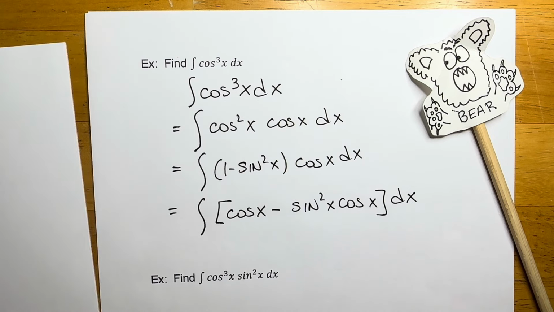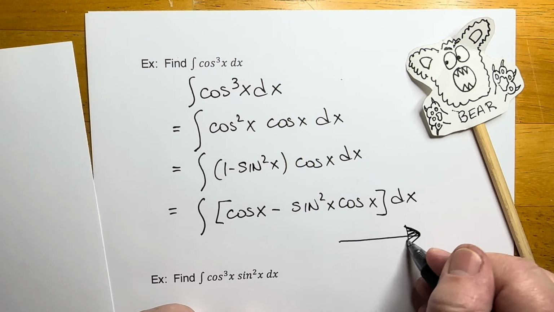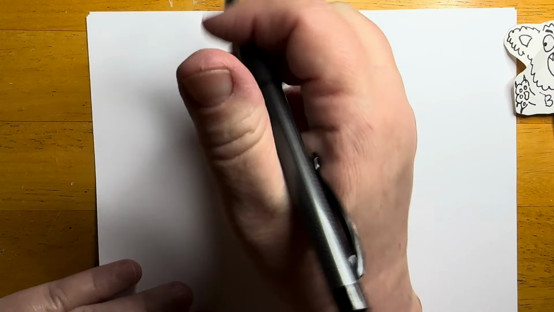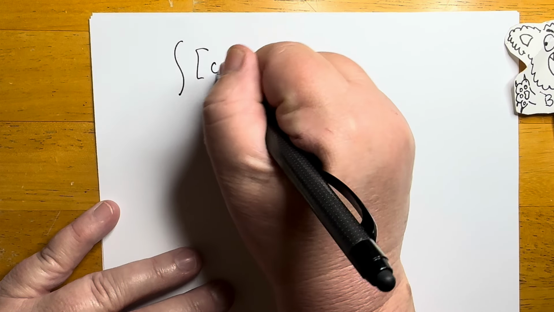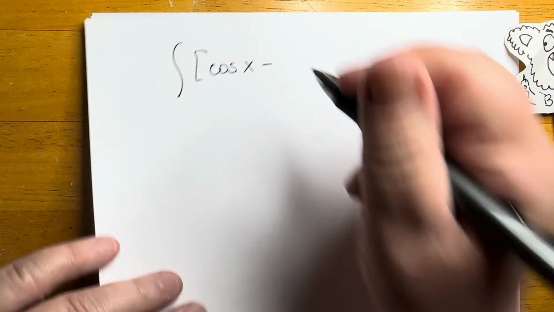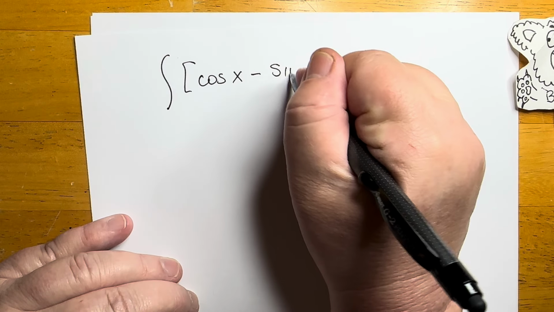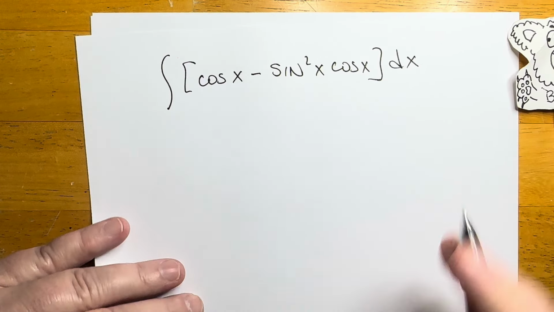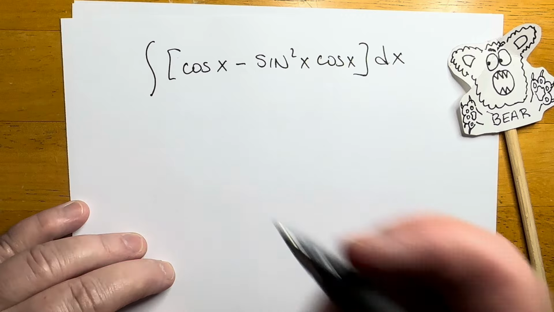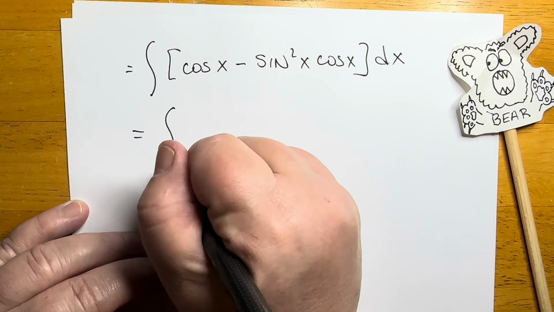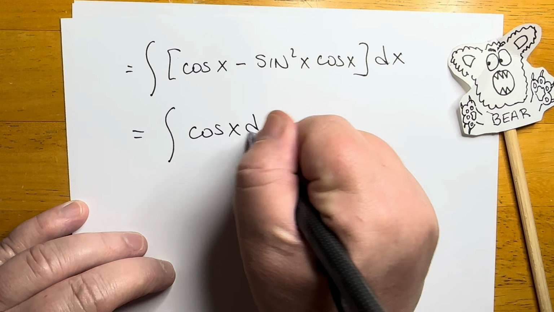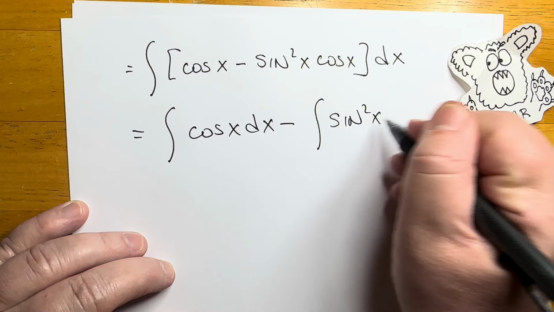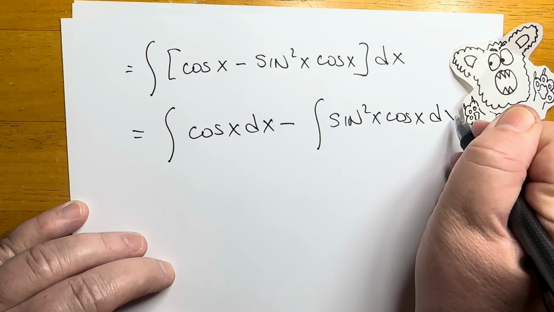But if we go on to the next page, I've got the integral of cosine of x minus sine squared of x cosine x dx, right? And then I can split this up: the integral of cosine x dx minus the integral of sine squared x cosine x dx.